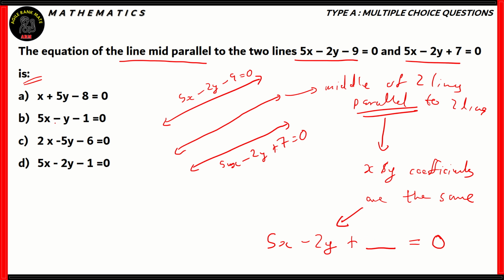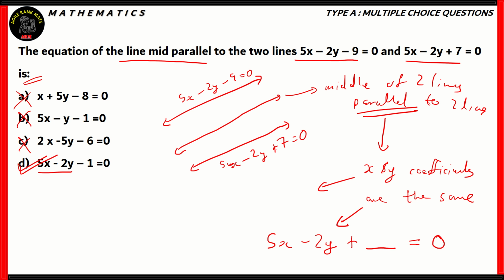Now let's look at the options. The first option says x plus 5y. The coefficients are completely different. Option B is 5x minus y. Again, coefficients are completely different. Option C, 2x minus 5y, completely different. Option D is 5x minus 2y minus 1 equals 0. It's got the same coefficients. That means option D is the right answer.